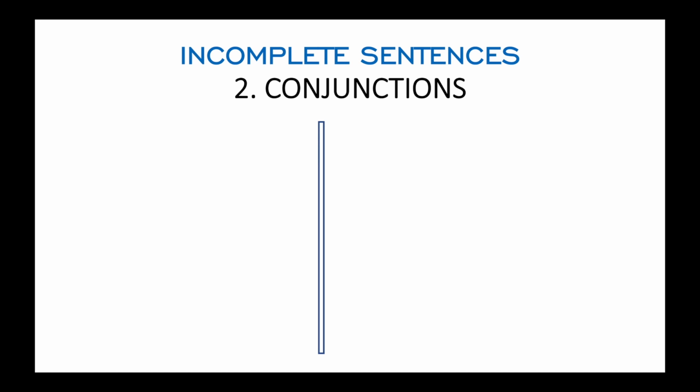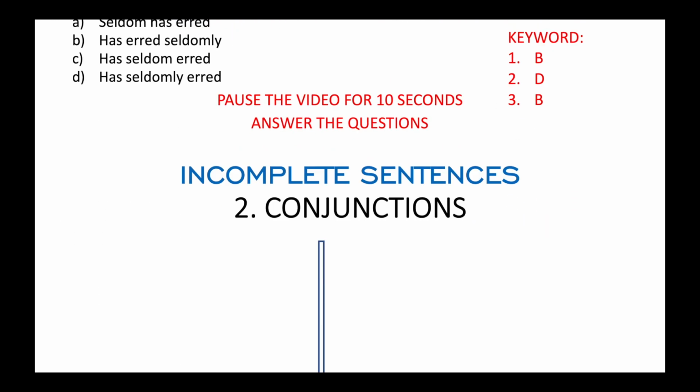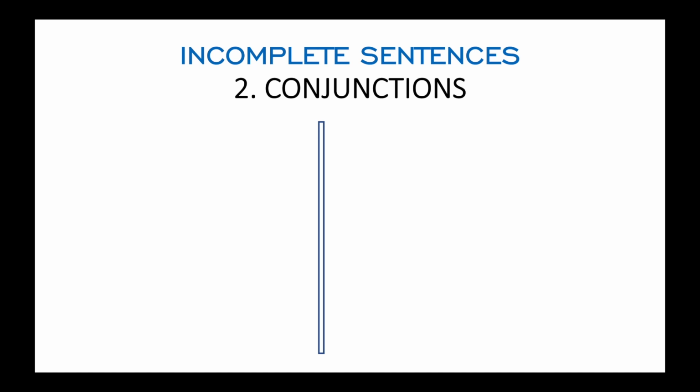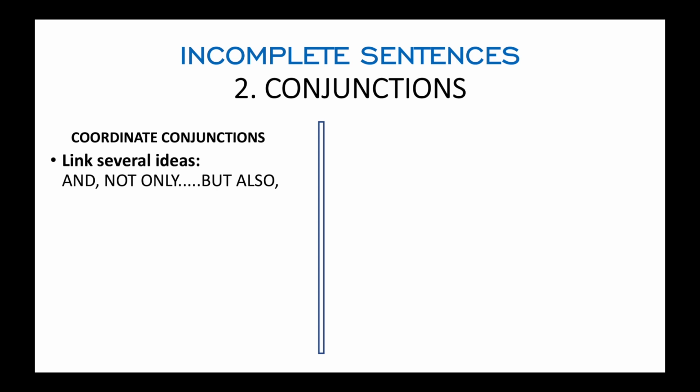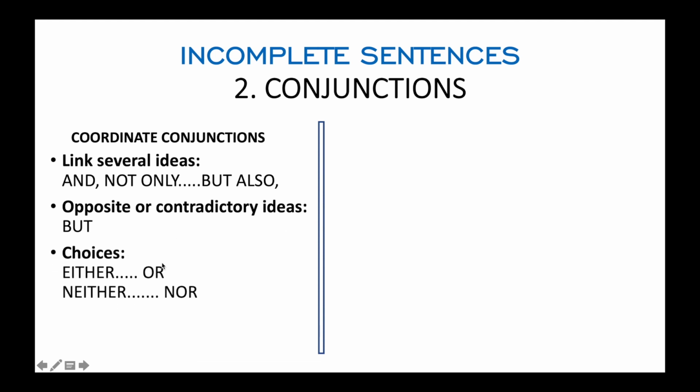So the next one would be the incomplete sentences for the conjunctions. Conjunctions are the connectors in each sentence, such as these. Coordinate conjunctions: and, not only but also. They link several ideas that have similar meaning. The second one would be opposite or contradictory ideas, but, tetapi. Kalau yang ini tadi, and atau dan, or, not only but also, tidak hanya bla bla bla tapi juga. And then the third one would be choices: either or, neither nor.